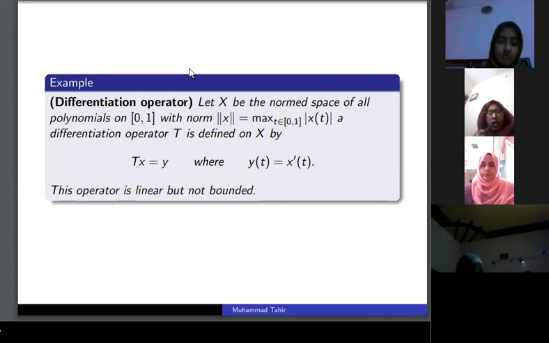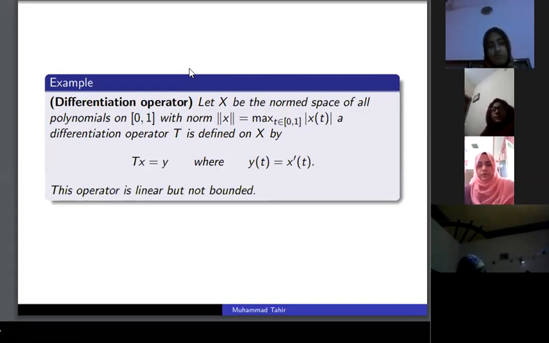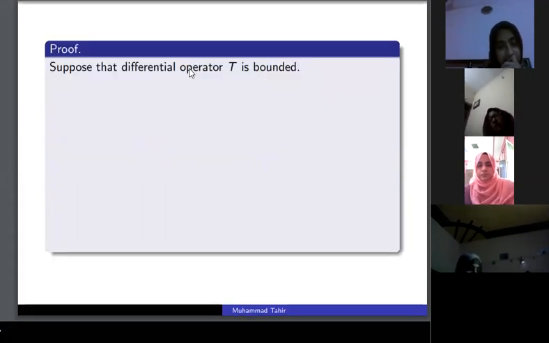We prove that this is not a bounded operator. For this reason, we can say that unbounded linear operators are also of great interest, because the differential operator is one of the most important operators, and surprisingly, this operator is not bounded. This is unbounded. Suppose the differential operator is bounded. If it is bounded, then the length of T will be finite.